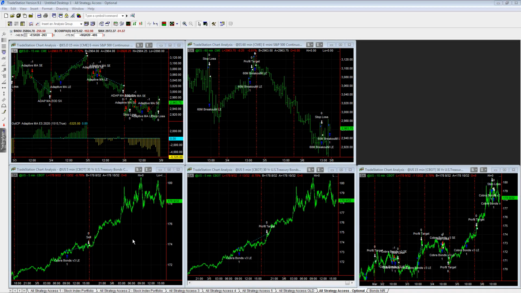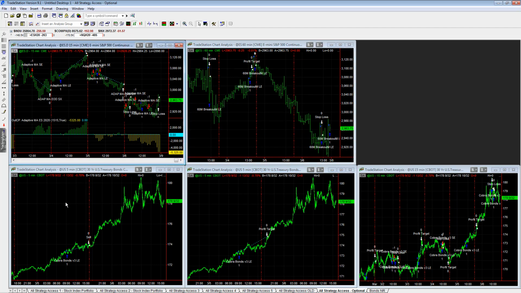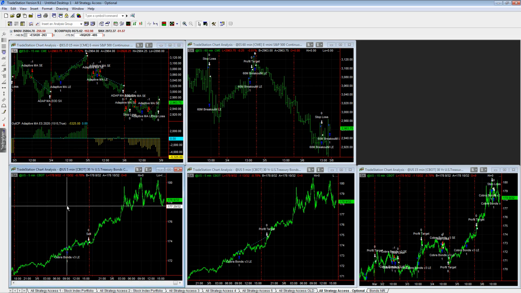A couple of hours before the Sunday night market opens, I'm looking at some All Strategy Access optional strategies. These are not part of the portfolios, but they are strategies that I'm looking at and sharing with my All Strategy Access subscribers. We went over the 60-minute breakout yesterday. We went over the adaptive moving average last week as an optional update. None of these are part of the portfolios, but you can trade them.